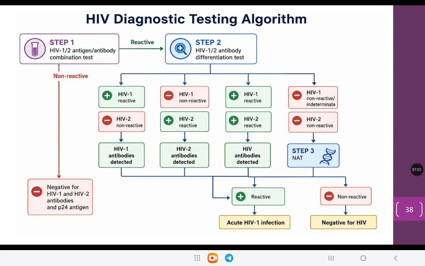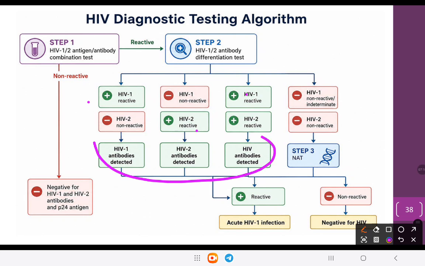For all these samples, if some are found positive, we need to use a molecular technique to confirm, or a Western blot, to confirm whether this patient is reactive or not reactive. If it is reactive, it is diagnosed as an acute HIV infection. After that, we start treatment.